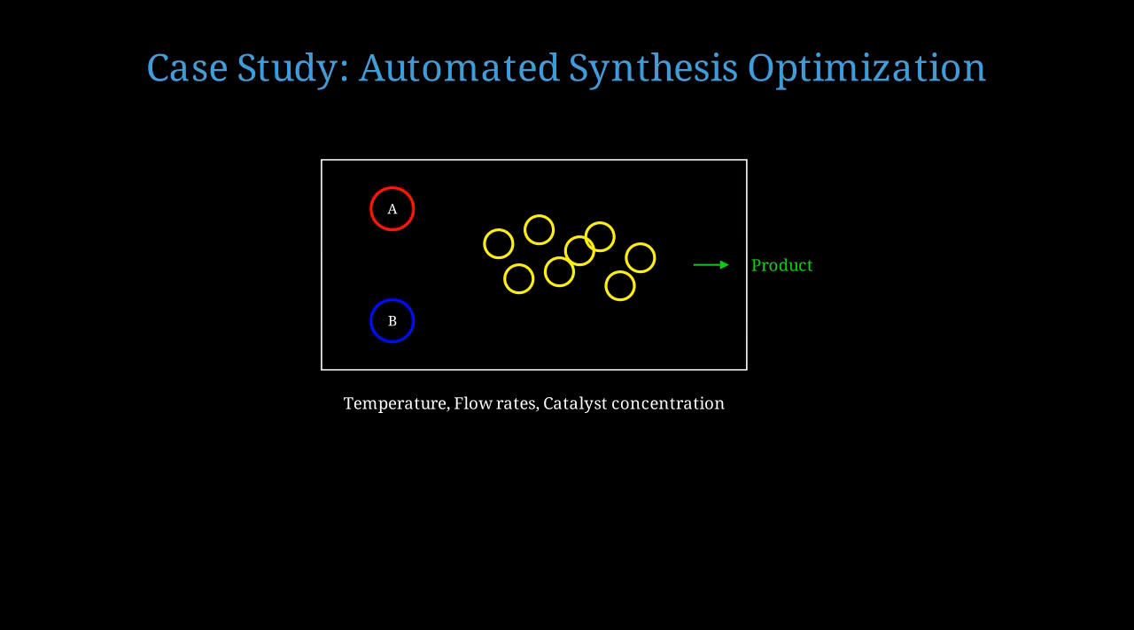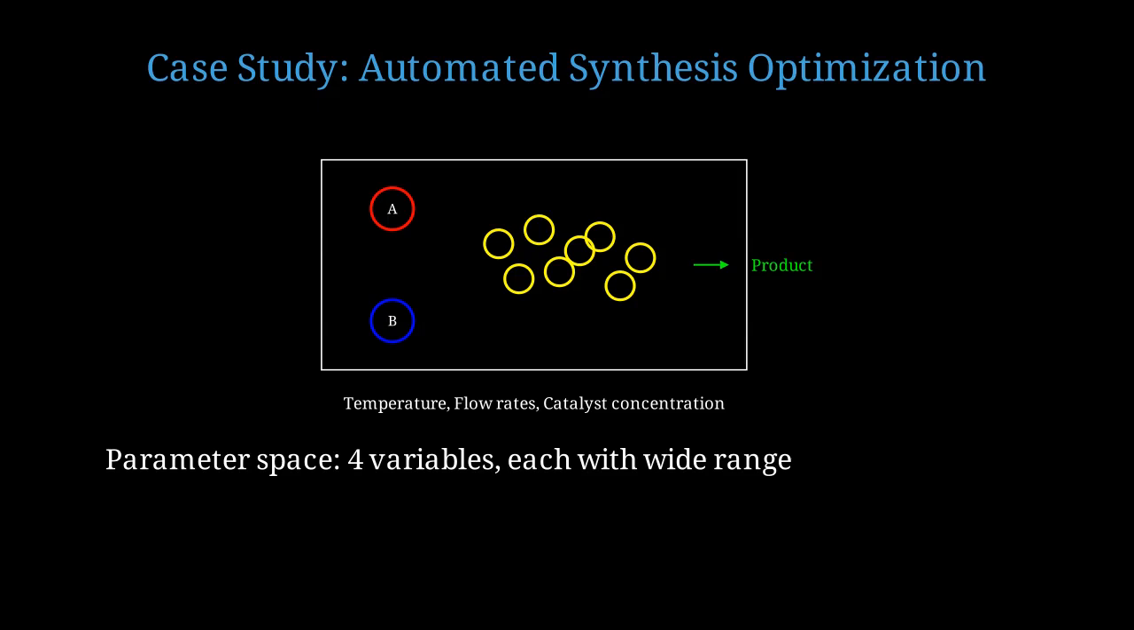Let me present a detailed case study. A pharmaceutical company wanted to optimize the synthesis of a complex organic molecule in a microfluidic reactor. Two reactants, A and B, combine in the presence of a catalyst to form the desired product. The challenge was to find optimal temperature, flow rates for each reactant, and catalyst concentration to maximize yield while minimizing byproducts. The parameter space included 4 variables: temperature from 20 to 80 degrees, 2 flow rates from 10 to 100 microliters per minute, and catalyst concentration from 0.1 to 5%. Testing all combinations would require thousands of experiments.